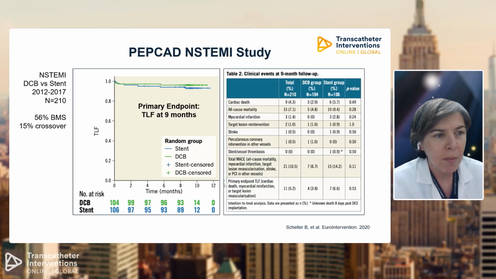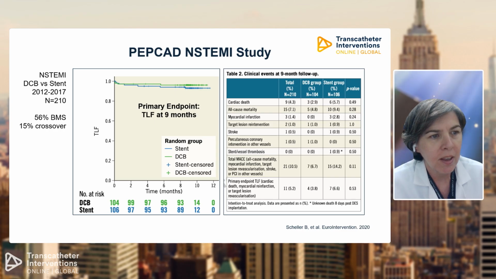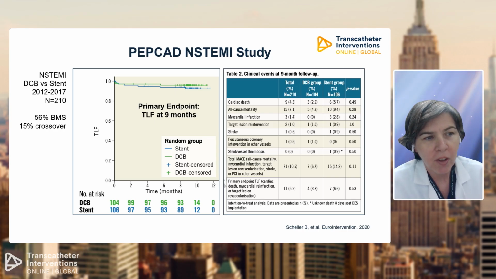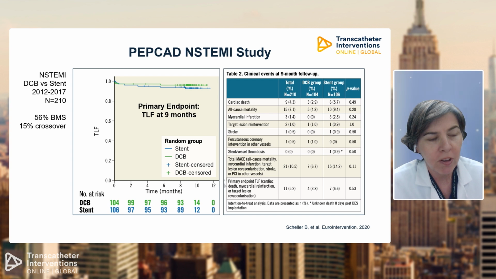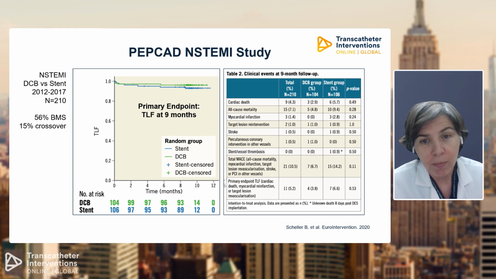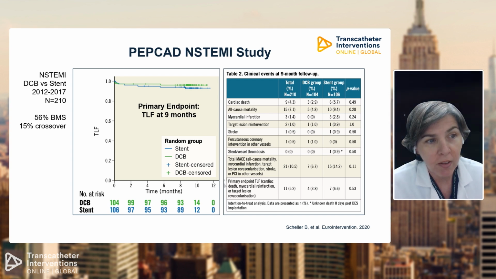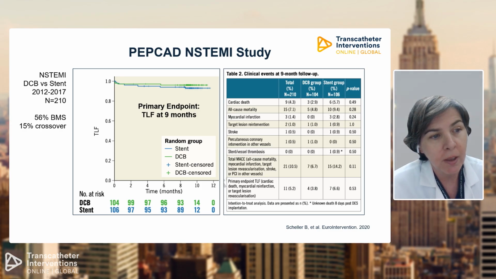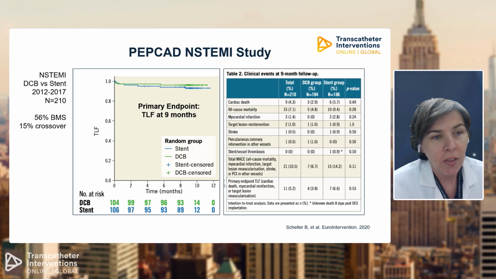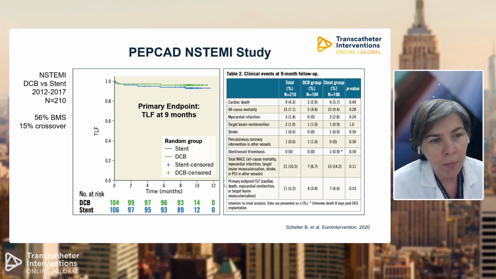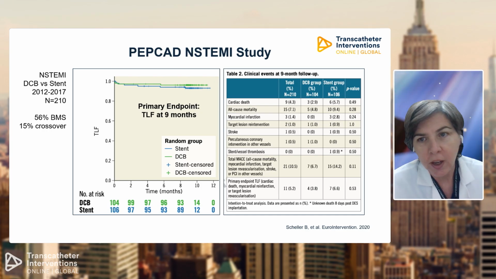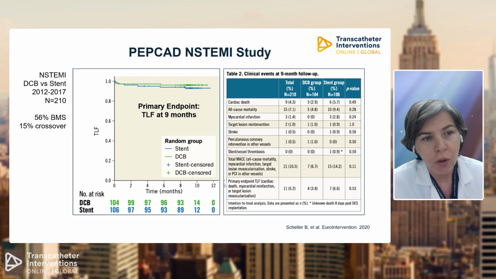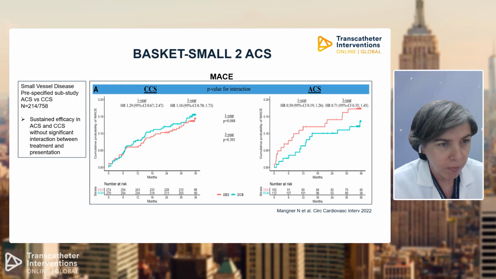Going on to look at NSTEMI. So this was the PEPCAD study. NSTEMI, DCB versus stents, now historical, nearly 10 years old, only 200 patients, 56% bare metal stents, reflecting the historical nature of it, again with a 15% crossover from DCB to stenting, and they reported no difference in TLF at 9 months. But as I say, obviously weakened by the control arm of the bare metal stents.